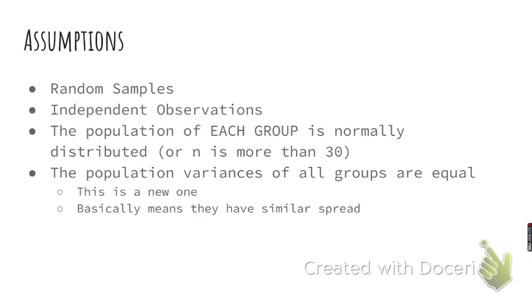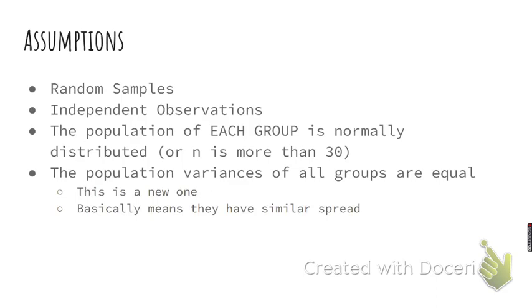Assumptions. Most of these should look familiar. So the samples need to be random. You can't just ask your best friends and call it a statistic study. The observations must be independent. They should have no known relationship between each member of the study. The population of all groups has to be normally distributed, or n must be at least 30. So if we're comparing 4 groups of people, all 4 need to be normal, or the sample size of all 4 needs to be 30. Okay?